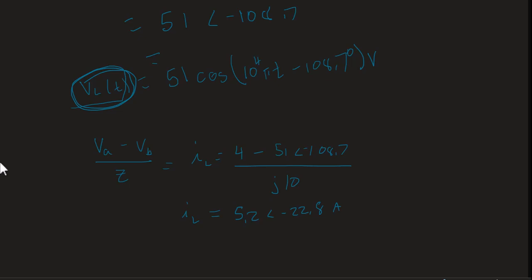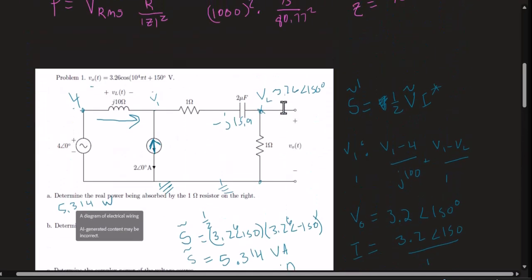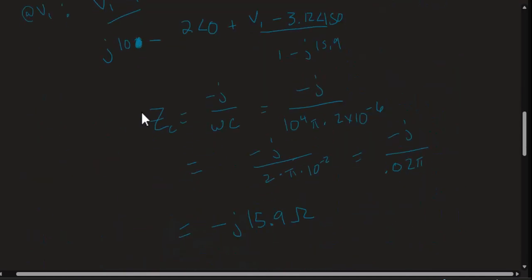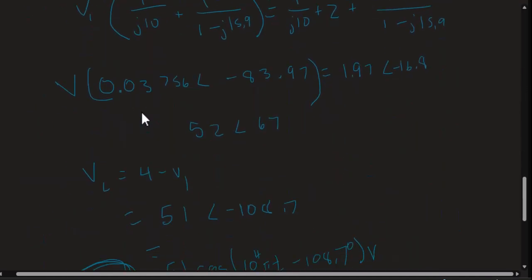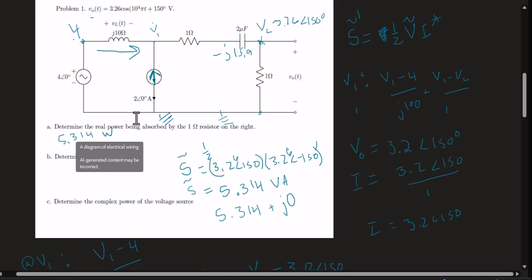VL over what? That's it. VL over J10. Okay, why is it not VL over J10? This is like the number one issue with circuits: wanting to just use Ohm's law and saying it's V over Z or V over R. It can't just be V over R because it has to be the change in the voltage over the impedance.